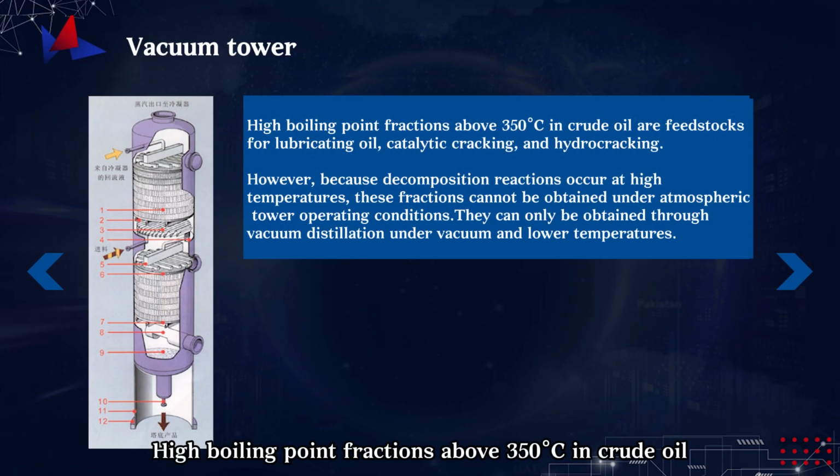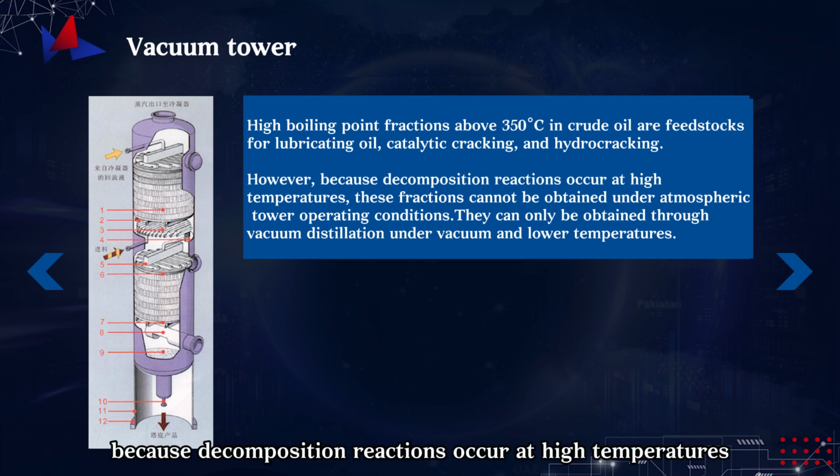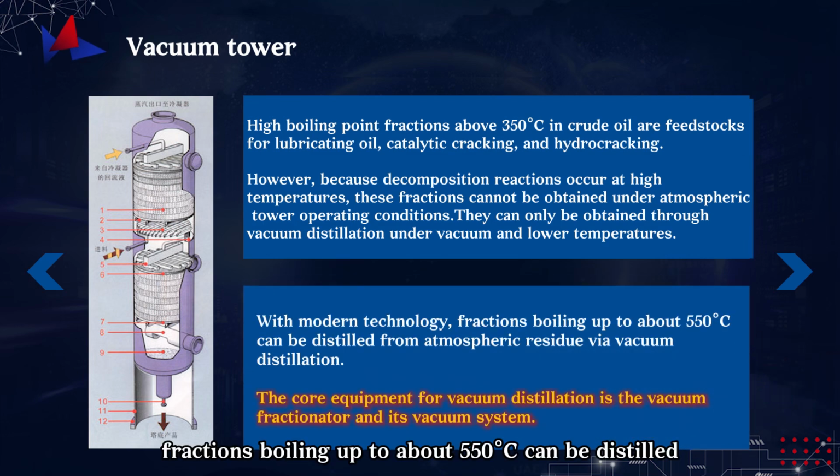High boiling point fractions above 350 degrees Celsius in crude oil are feedstocks for lubricating oil, catalytic cracking, and hydrocracking. However, because decomposition reactions occur at high temperatures, these fractions cannot be obtained under atmospheric tower operating conditions. They can only be obtained through vacuum distillation under vacuum and lower temperatures. With modern technology, fractions boiling up to about 550 degrees Celsius can be distilled from atmospheric residue via vacuum distillation.